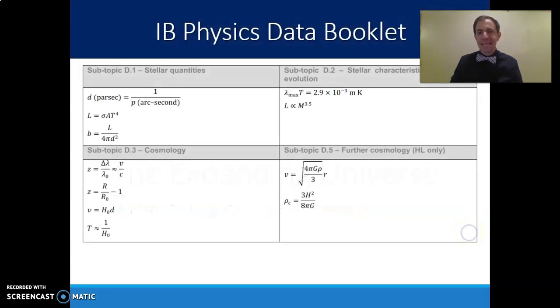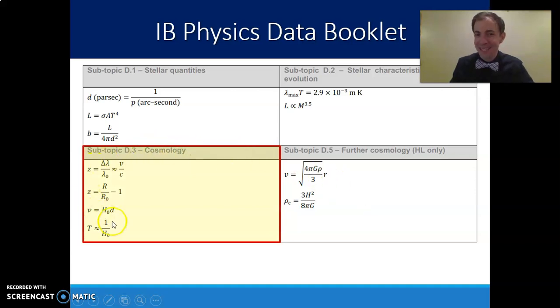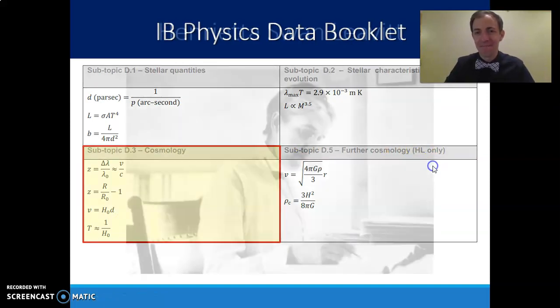So, just a review of the things that are in your data booklet, things that we have looked at and seen so far. We're going to be focusing right now for this lecture on subtopic D3 in the IB physics data booklet on cosmology. And you'll see that there's a bunch of interesting equations there. We're going to get into all of those today and for our next lesson.